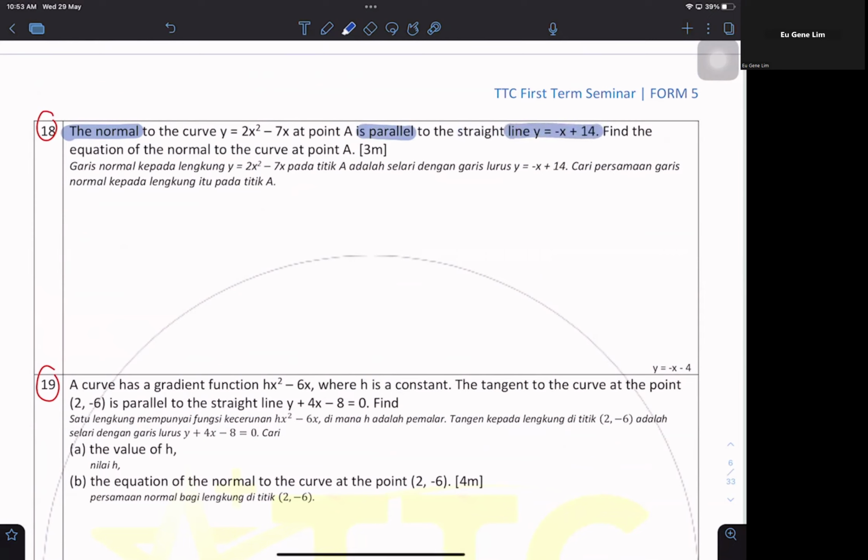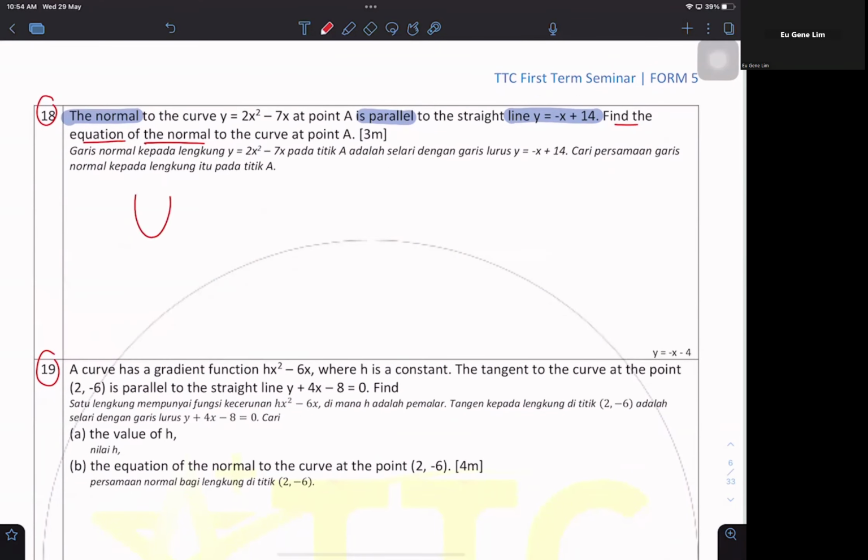You read like this. The normal is parallel to another line. Find the equation of the normal. This one I tell you, you better draw lah. Actually if I read the question like this I also want to draw. If I don't draw, I also find it quite hard to imagine. It's quite difficult to imagine sometimes. So every time I see this kind of question, I just draw. Okay. So it looks like this actually. First you draw a curve. You draw like how I drew just now.